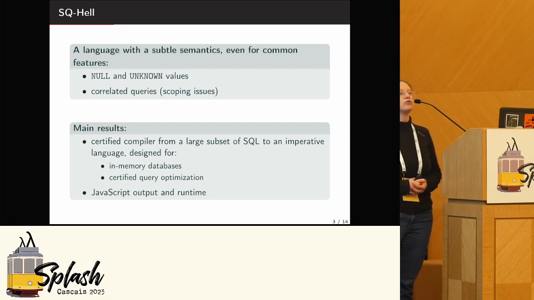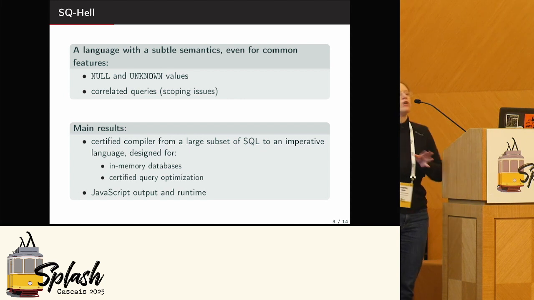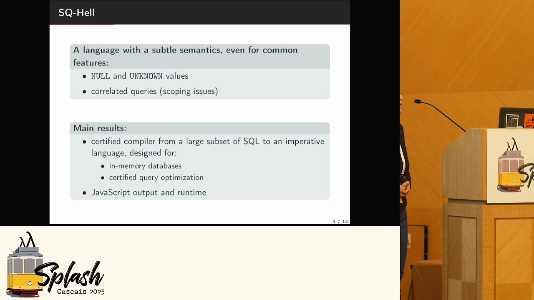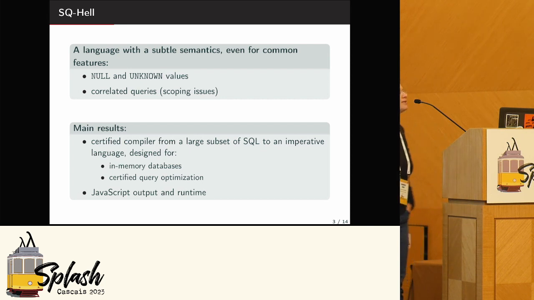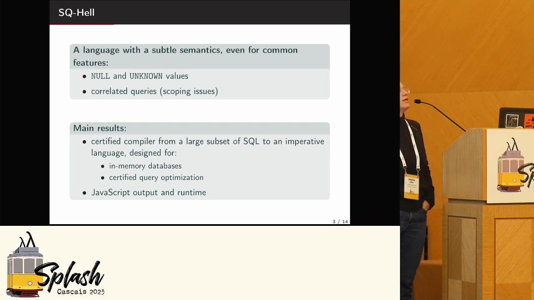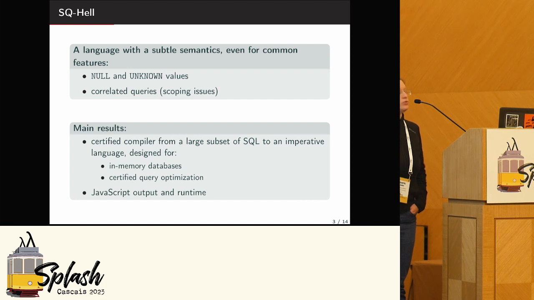So I talked about null and unknown values. You may think that you never use null, but actually it appears everywhere, since lots of databases come from spreadsheets. And if you have an empty cell in a spreadsheet, it's going to be a null value in the database. Another major difficulty of SQL is correlated queries. I'm not going to talk about it because I don't have time, but it raises scoping issues.